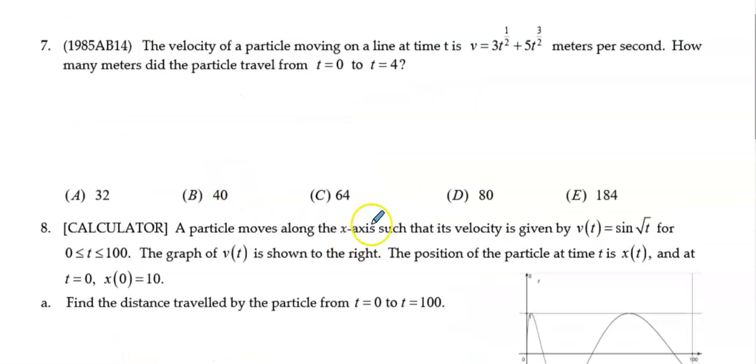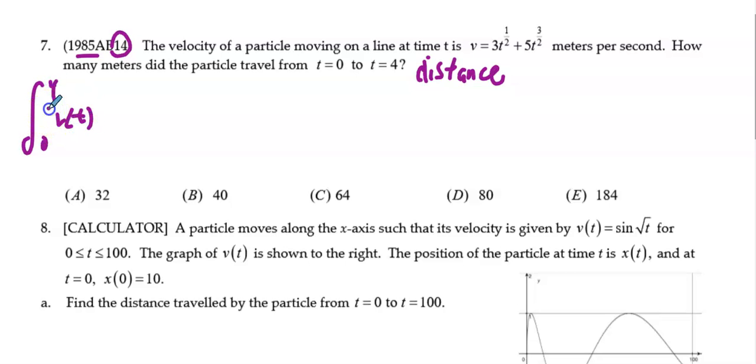So question number 7. Now this one right here is the velocity of the particle moving on the line at time equals t. I'm not going to do this question, but I do want to talk about it for a second. It's asking how many meters did the particle travel from 0 to 4? So again, this is another question about distance. And this is a non-calculator question, because again, this was question number 14 in 1985. So what we want to do here for distance is go from 0 to 4 of our velocity function, but we want to take its absolute value, dt.